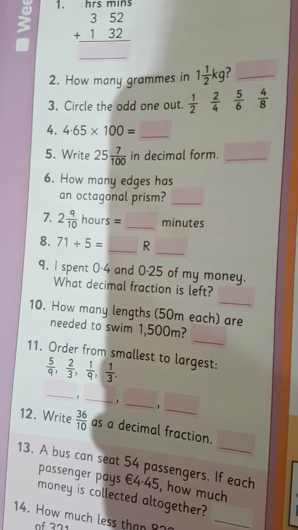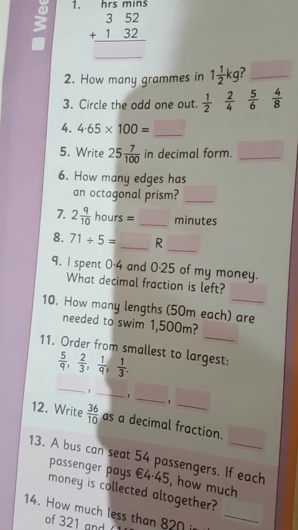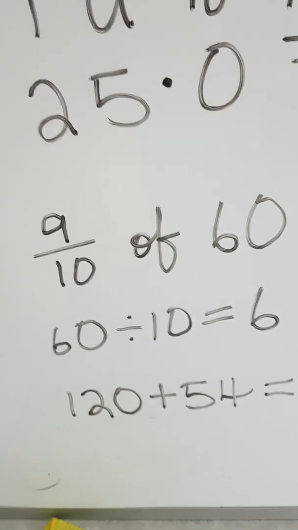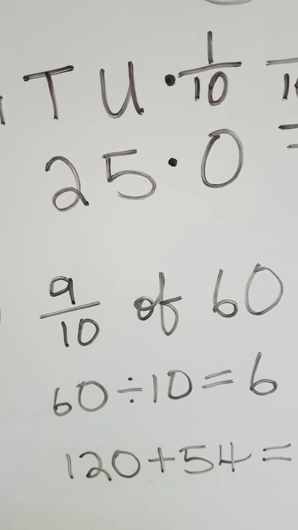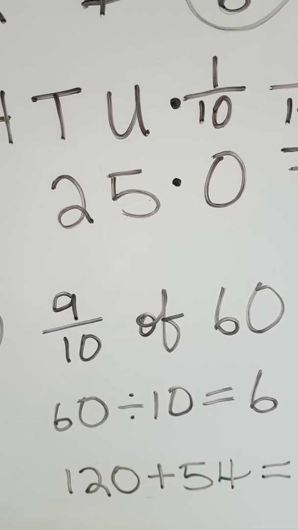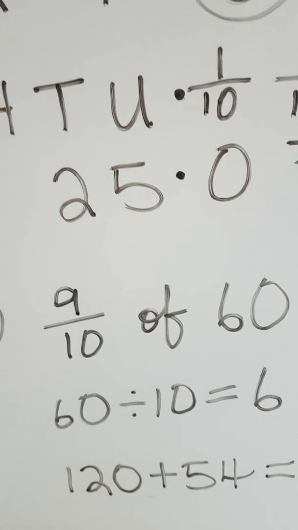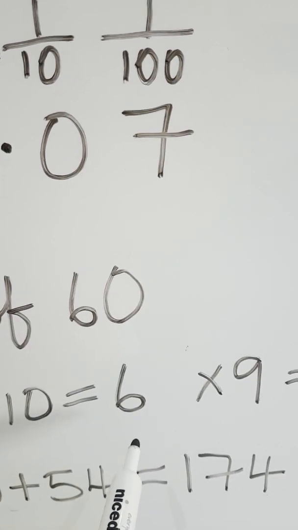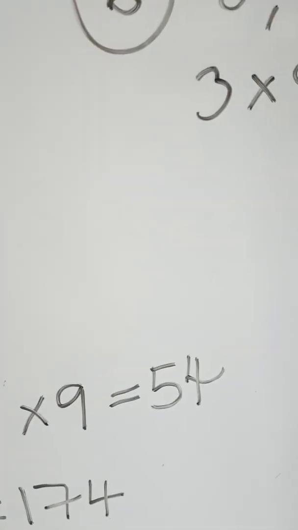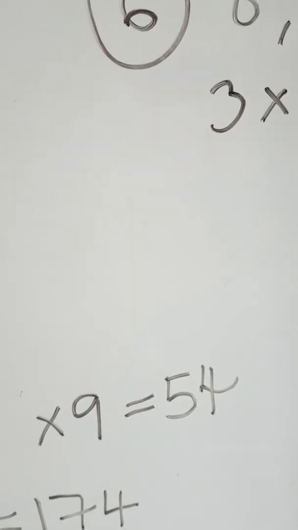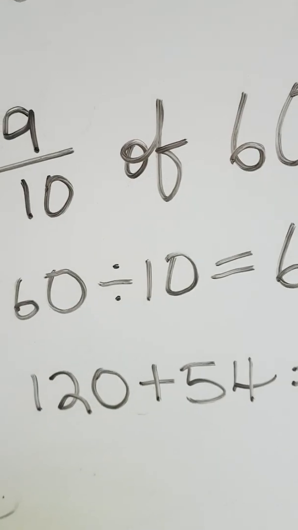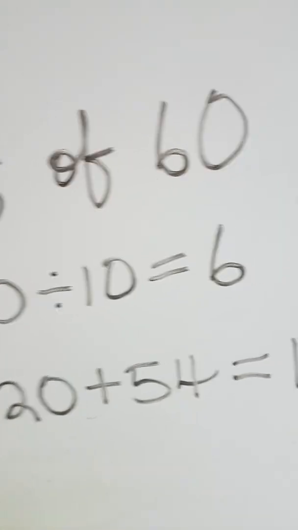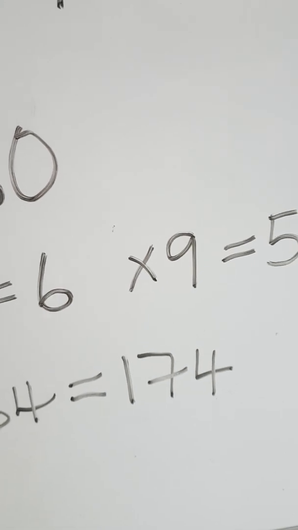Question 7. 2 and 9/10 hours equals how many minutes? So the first thing I'm going to do is find my 9/10 of an hour. So that's 9/10 of 60. So when I want to find a fraction of a number, I divide by the bottom and multiply by the top. So 60 divided by 10 is 6, and then I'm going to multiply that by 9, and that would be 54. So 9/10 of an hour is 54 minutes, and then you had your 2 hours, so that was 120 minutes. Add that to your 54, and all together you get 174 minutes.